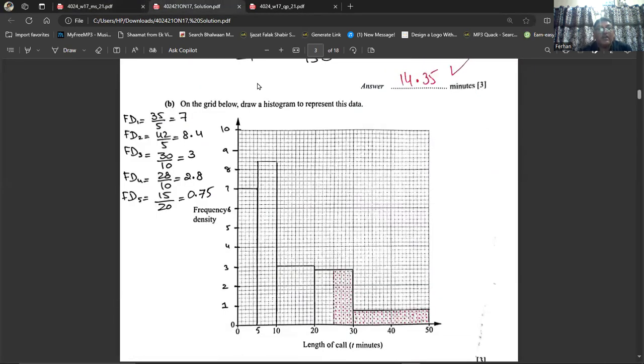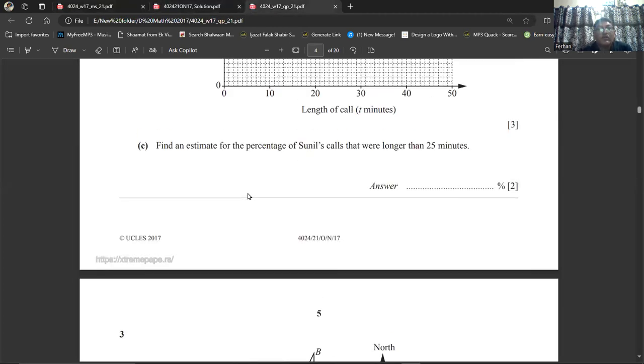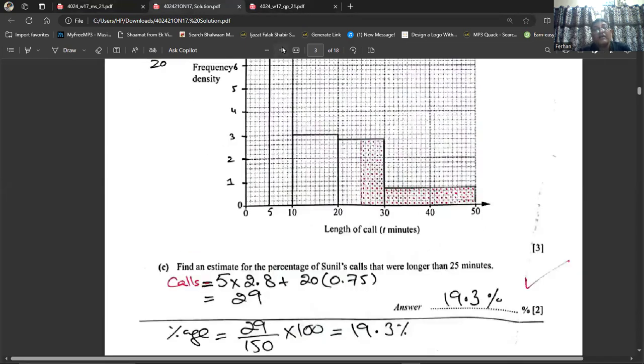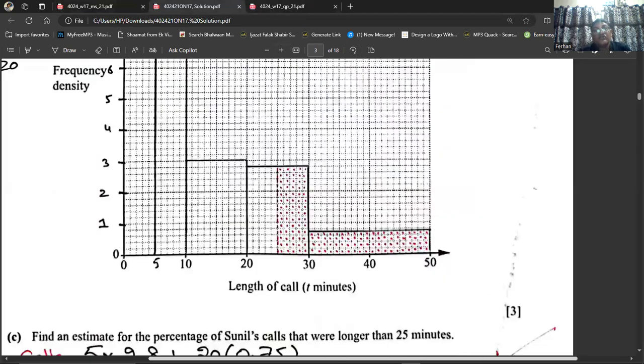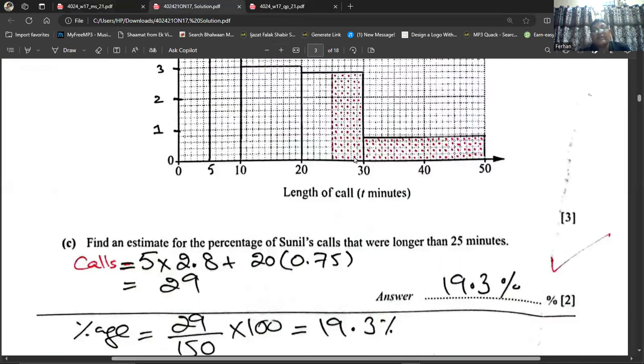So you can see we have drawn the histograms. Then he says find an estimate for the percentage of Sunil's calls that were longer than 25 minutes. So from the histogram, let me show you. The calls which are more than 25 minutes are this portion. These calls are more than 25, so I have shaded it.